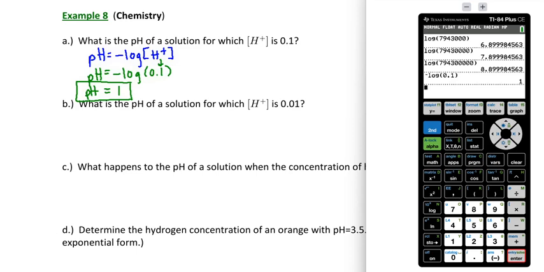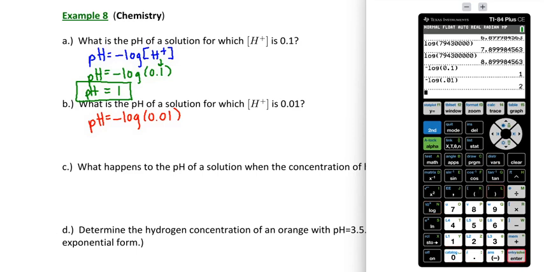What is the pH of a solution for which H positive is 0.01? So in this case, pH would be negative log of 0.01. Negative log 0.01, that's going to be a negative 1 times negative 2, which gives us positive 2.